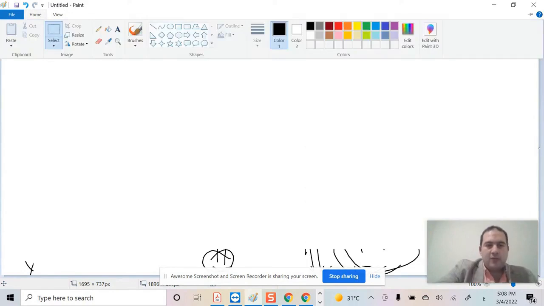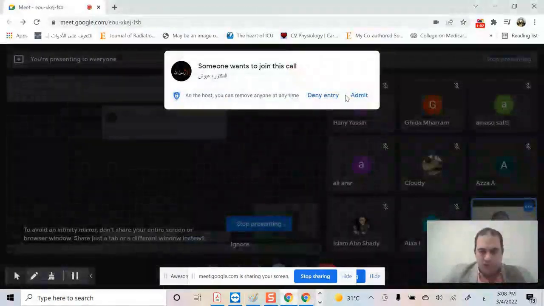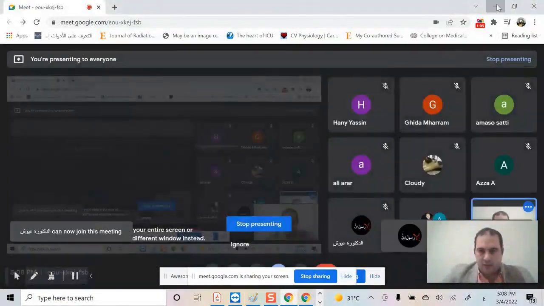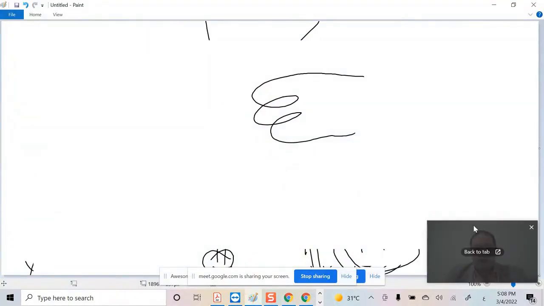So what is the difference between tube current and tube voltage? And what is the difference between filament current and filament voltage? The whole idea is that I have a screen here. If it's clear and the sound is clear, I continue. I have here a filament, cathode, and anode.